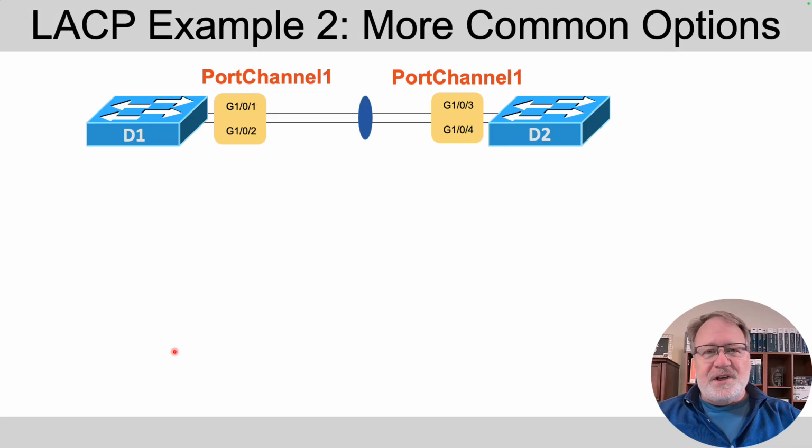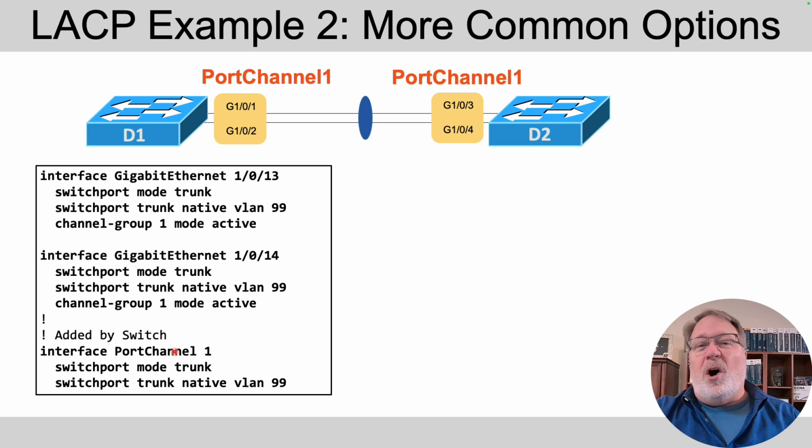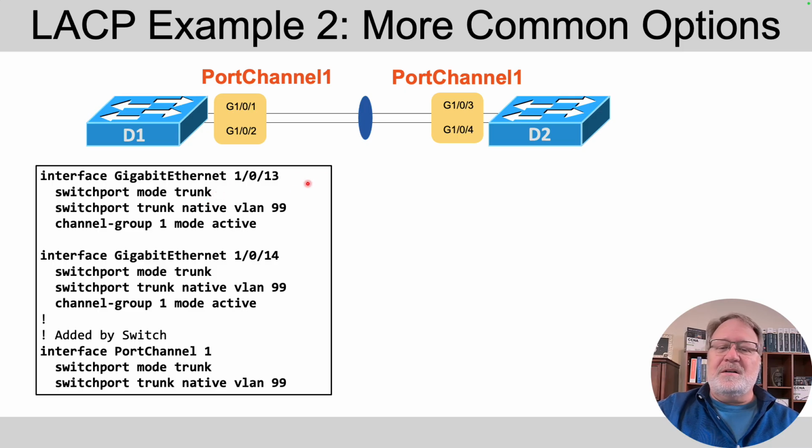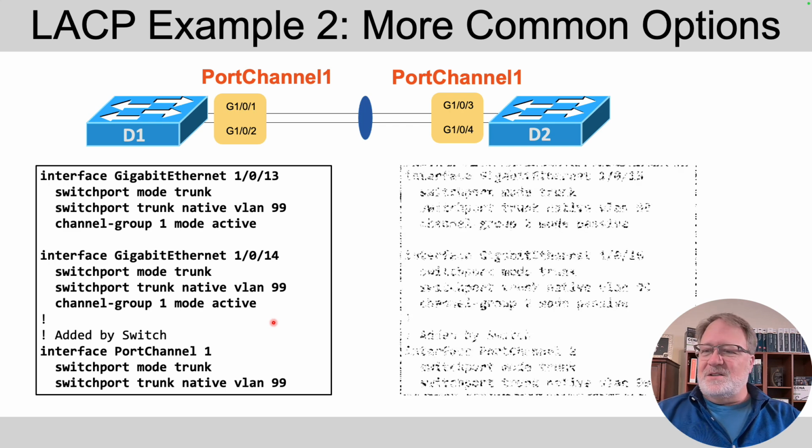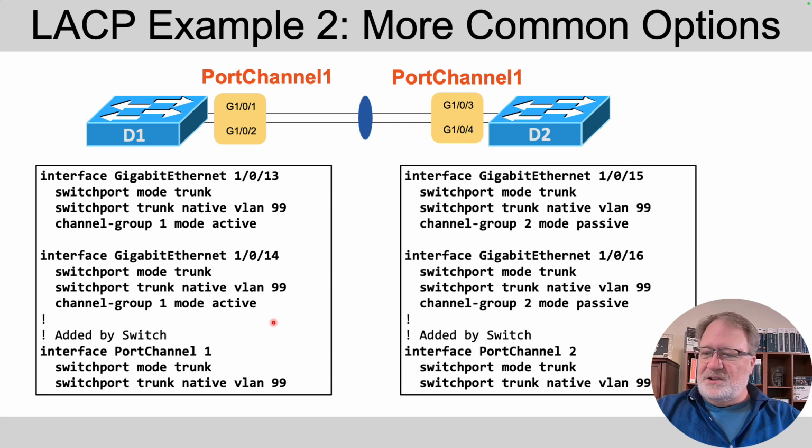Just like with static EtherChannel, the port channel interface will pick up all those relevant interface subcommands from the physical interface. For instance, if you had switchport mode trunk and switchport trunk native VLAN 99 on your two physical interfaces, when you configure the channel group command, then the switch is going to create the port channel interface and pick up those same two commands. Those are some of the ones that have to be consistent for both ports to be added and bundled into the channel and be functioning. And just to be complete, we've got the same effective thing on switch D2, except we're using channel group 2 and we're using two different physical interfaces.